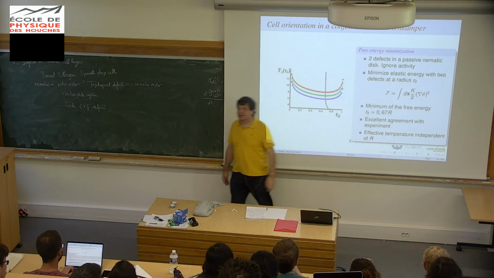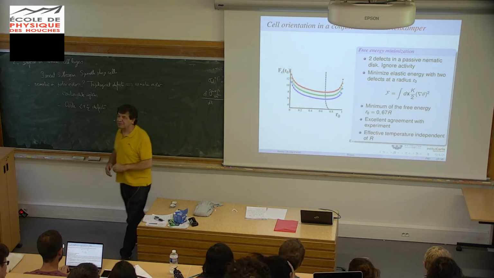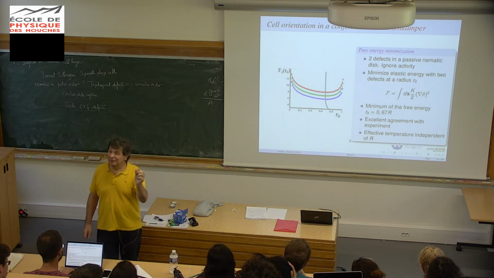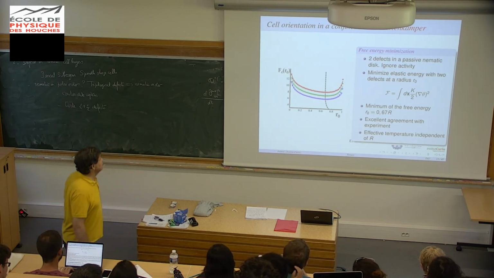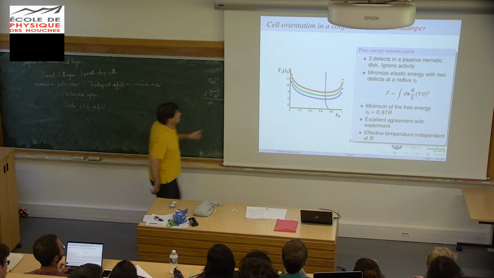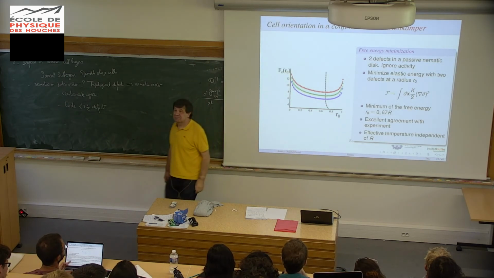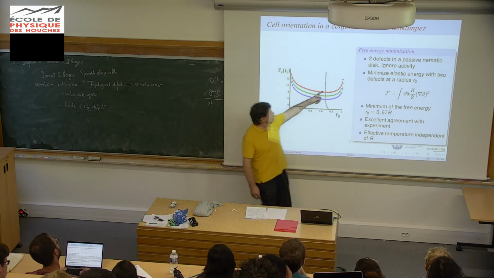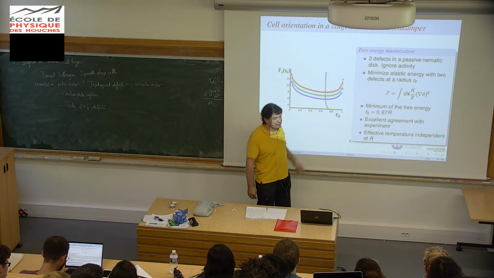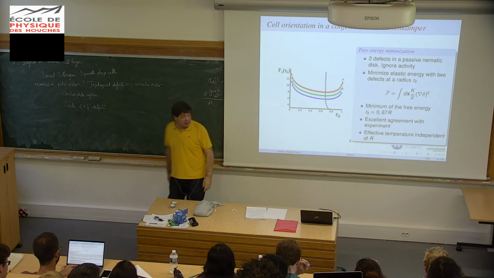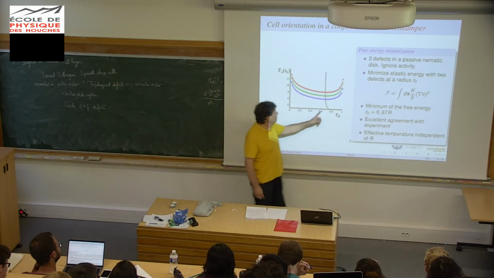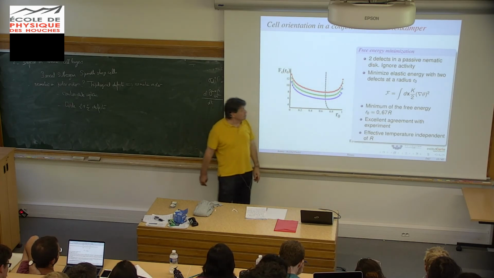Now there are several curves because of a referee's question, who said, but why doesn't the core of the defect play a role? So there is an epsilon here. Epsilon is the size of the core of the defect divided by the size of the disk. And this is how the energy shifts when you change the size of the core of the defect. The minimum is almost always at the same position.